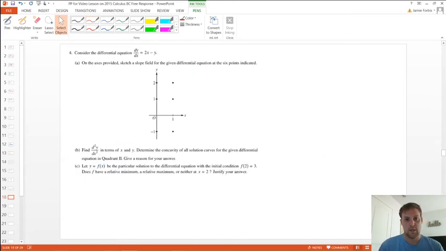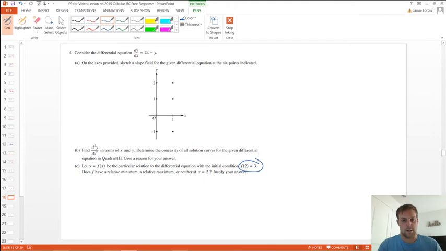Part C says, okay, we're going to have a particular solution, f of x, to the differential equation, and it's going to have the additional condition that f of 2 equals 3. Now, at f of 2 equals 3, so at the point 2, 3, is that going to be a relative min, a relative max, or neither? And justify your answer.